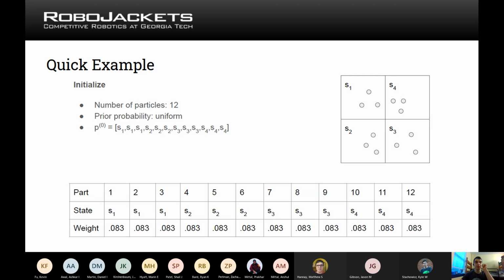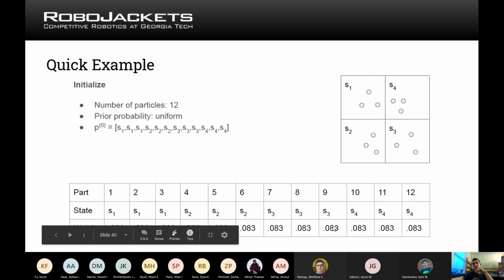So yeah, this is just a quick example with a very simple case, even simpler than our localization, like a 1D localization, I guess. Essentially, we have just 4 states, and we start off by distributing the particles evenly among the 4 states. And we give all of them an equal weight. I didn't mention this, but whenever you're resampling, you're always going to give all the particles an equal weight.